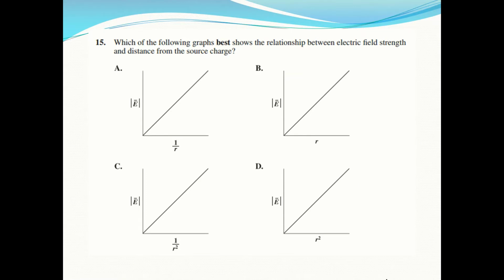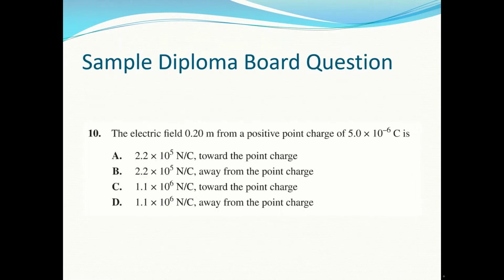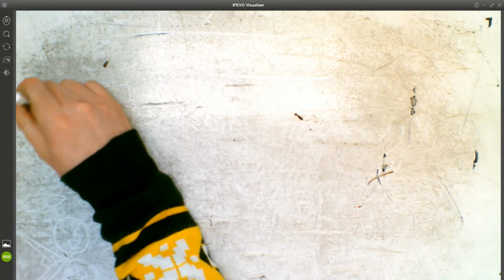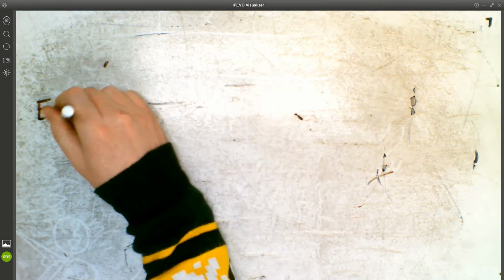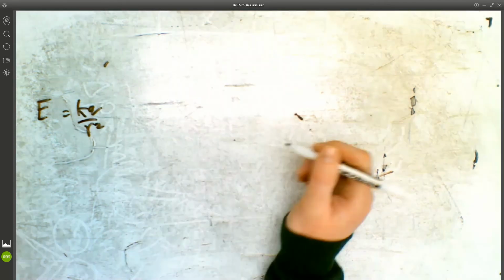Which of the following graphs best shows the relationship between electric field strength and distance? So if we want a straight line, we have to use that inverse squared relationship. And the electric field from a positive point charge of that is, okay, so we're going to use our E equals KQ all over R squared.